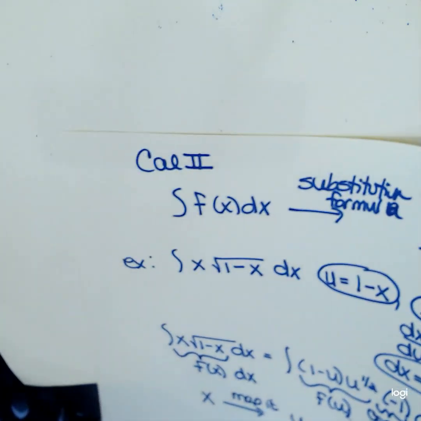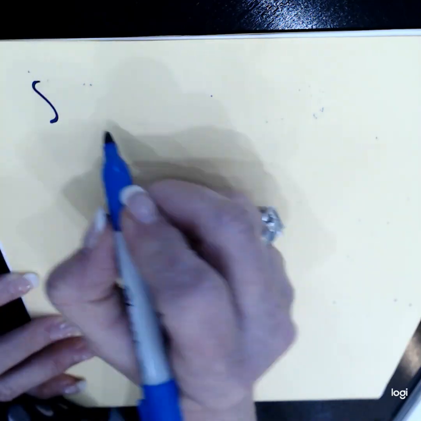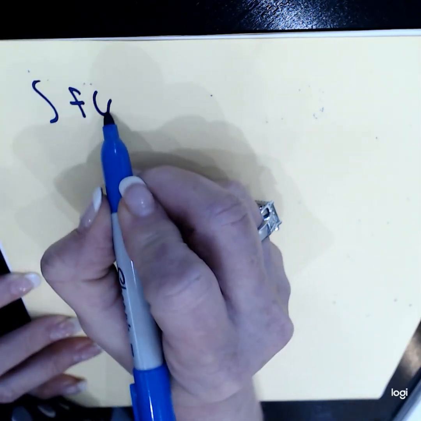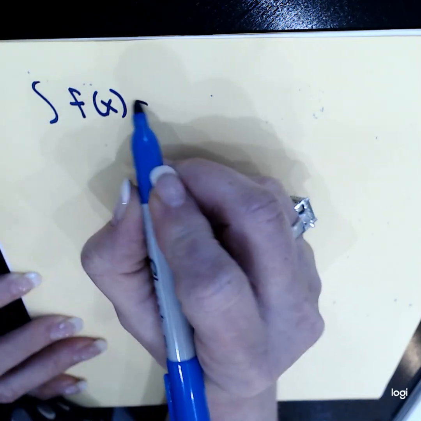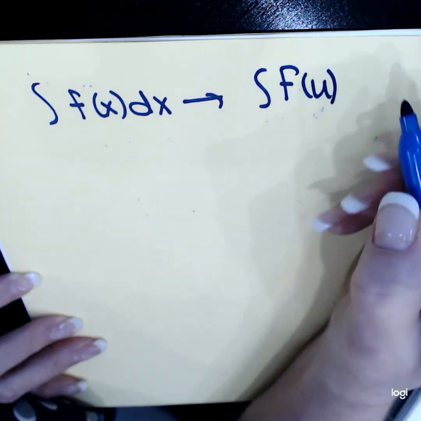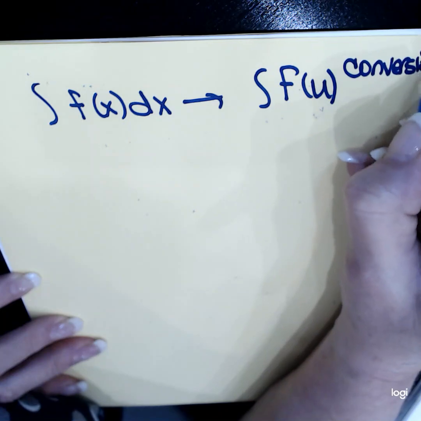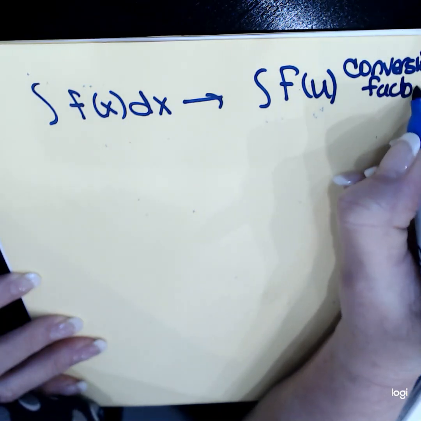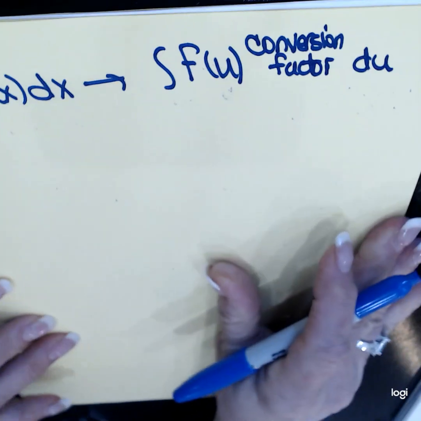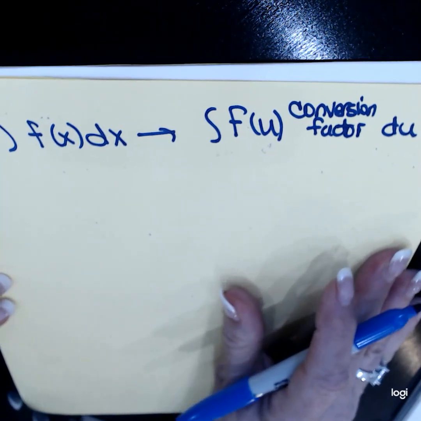Now we're going to look at what happens with double integrals, and we have a very similar situation that happens with double integrals. So let me rewrite this here so we can see the similarities. Again, if we use a substitution formula with f dx, we convert it over to a function of u times some conversion factor times du. And so we can expect a similar thing to happen with the double integral, and as a matter of fact, it does.